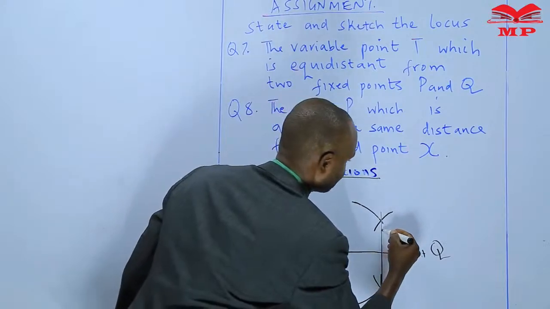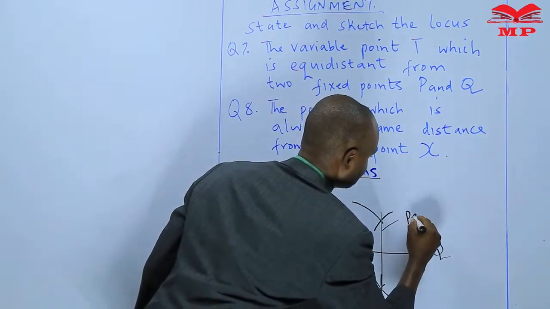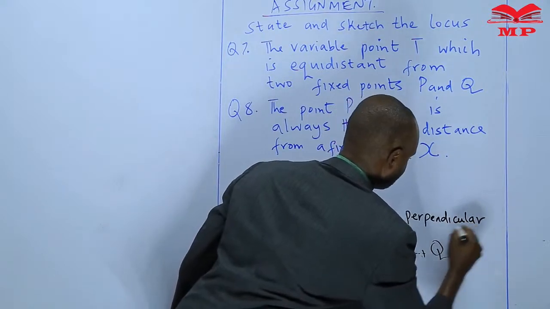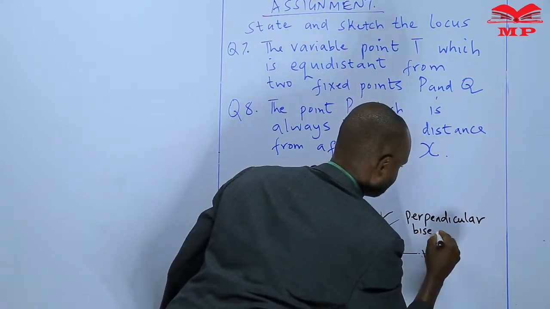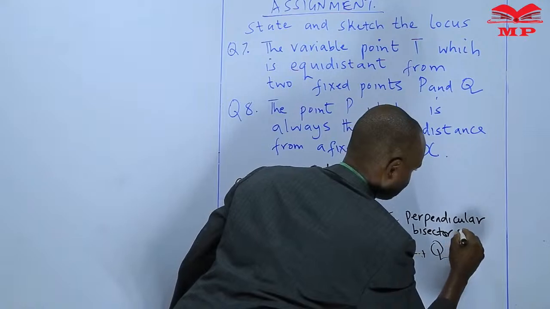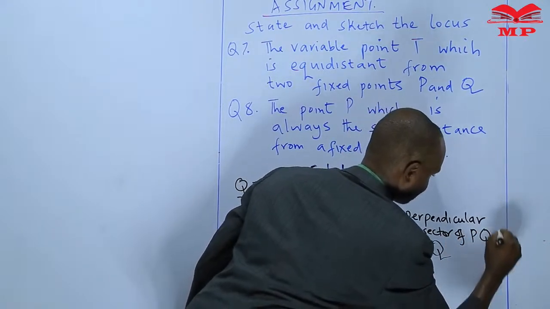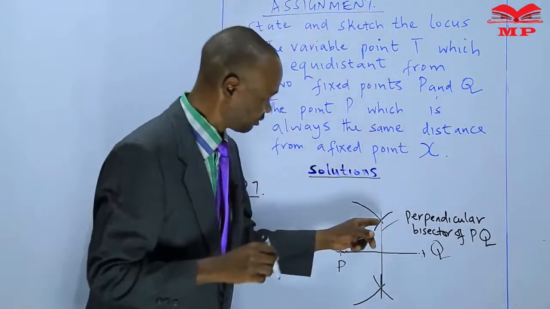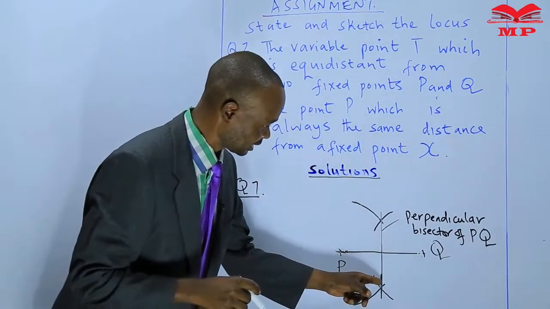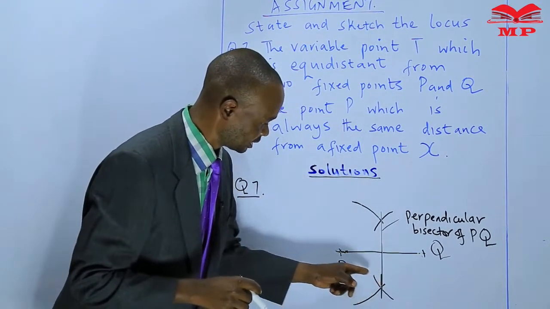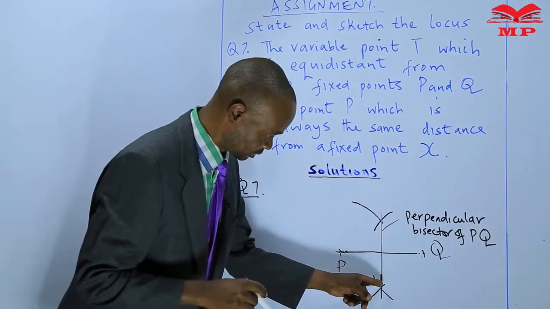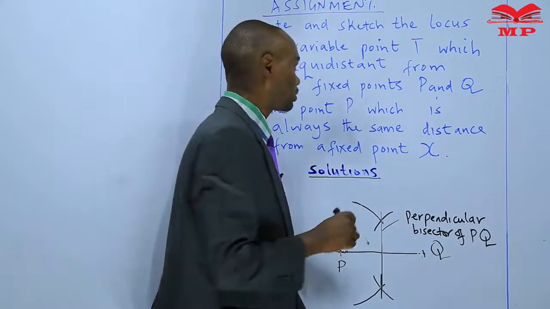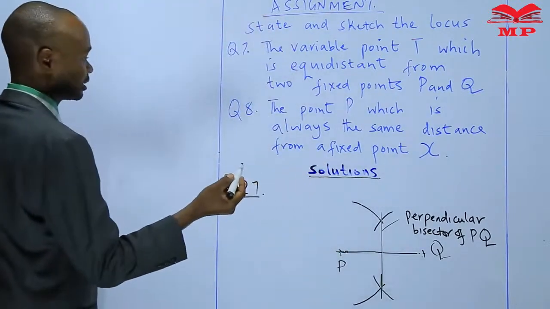This is the perpendicular bisector of PQ. So any point on that line, whether it is here, if you measure the distance from P to Q, it will be the same as from that point T to Q. So the locus of that point, you come and write your answer.